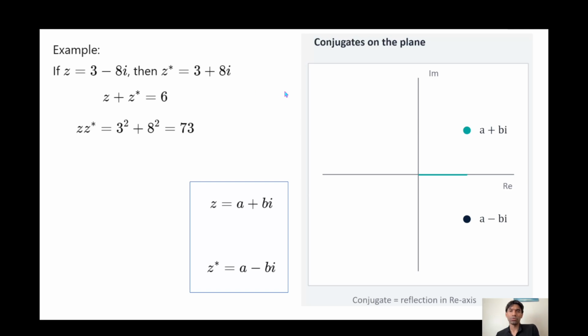When we think about conjugates on the plane, they are a reflection in the real axis. So z is reflected in the real axis and gives us z star. So z is equal to a plus bi, when reflected, becomes z star, which is equal to a minus bi.